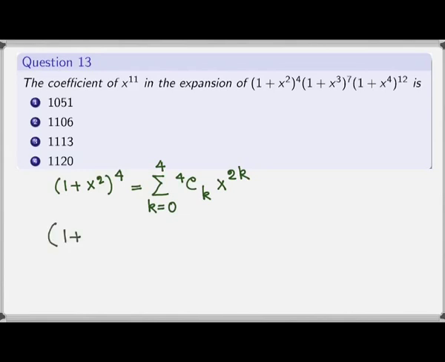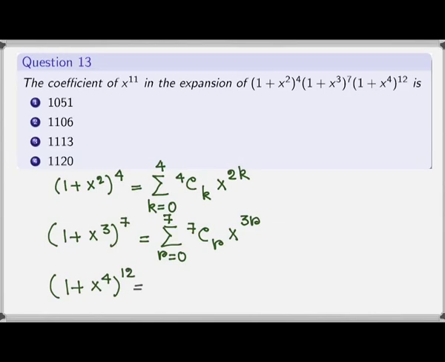The second one, (1 + x³)⁷ is equal to the sum, let's say from r = 0 up to 7, of 7Cr x^(3r). And the last one, (1 + x⁴)¹² is equal to the sum from s = 0 up to 12 of 12Cs x^(4s). Now we can take the product of all the three sums.